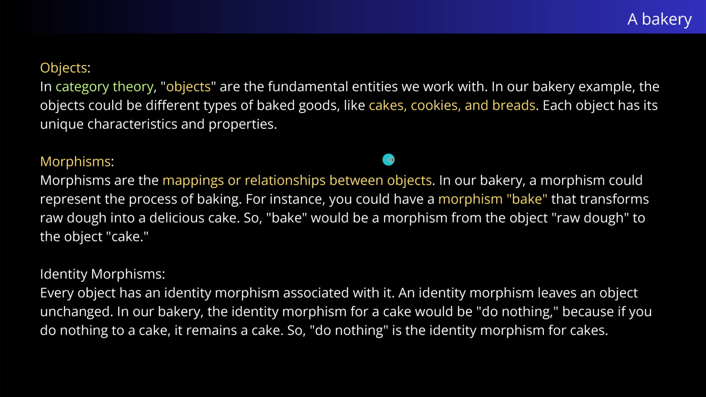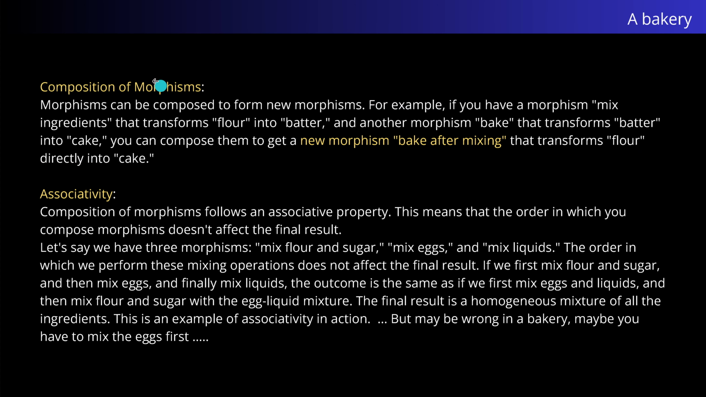Now, if we want to have a relationship between objects, or what we call a mapping between objects, we have this with morphisms. In our bakery example, a morphism could represent the process of baking. So if we have the morphism bake, a cake or bread or whatever, that transforms raw dough into a delicious cake. So bake would be a morphism from the object raw materials into the object final delicious cake. Now, morphisms have, of course, some rules, some axioms they have to fulfill, like there is an identity morphism. You know this from classical mathematics. You have to be able to compose multiple morphisms together. For example, a new morphism combined can be bake and then mix, or bake after mixing, whatever. And there are some associative rules, axioms connected with this.